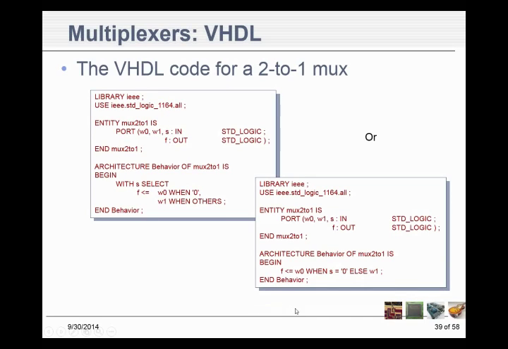Okay, here's another one. It's just another way to write it. It does the same thing. Here we're using the with and select construct. Here we're saying when and else. So it's assign F W0 when S is equal to, notice a single quote, else assign it W1. So there's another way. There's 2 ways to do a 2-bit multiplexer.